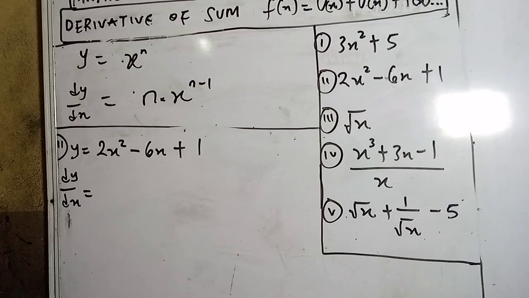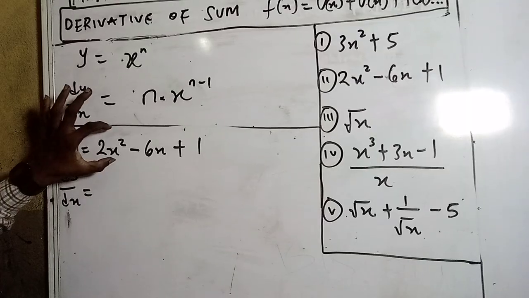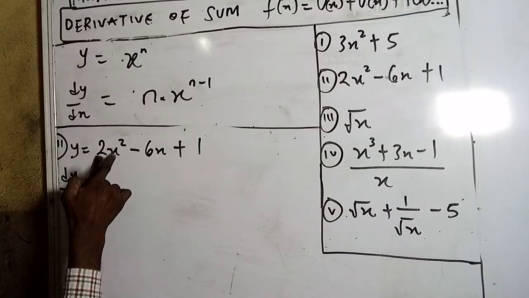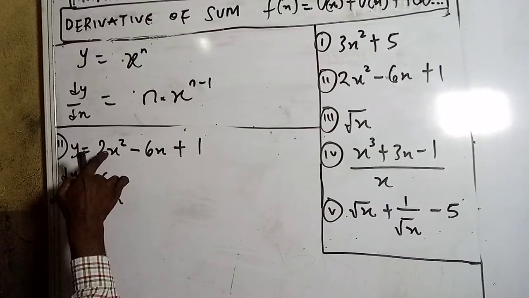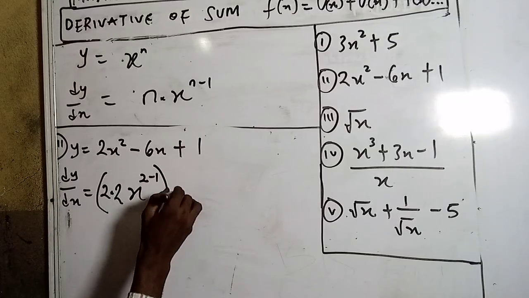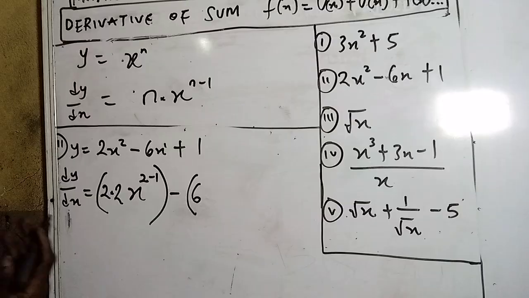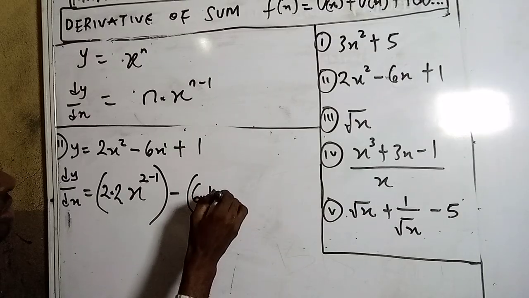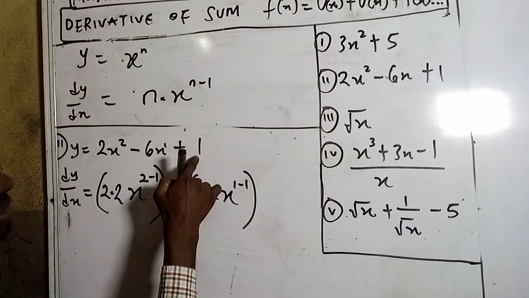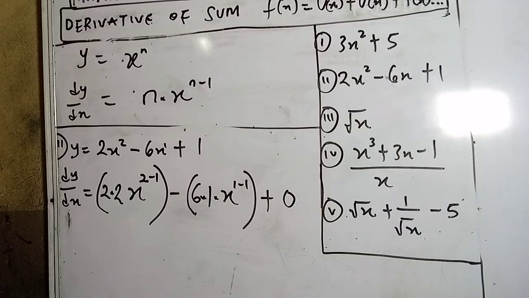For the second question, this is 2x squared minus 6x plus 1. Let us find the derivative. We are taking this one first. Multiply by the power. Remember there's 2 here, so multiply by 2. Then take x, subtract 1 from the power. The second one we have minus 6 times the power of x, which will always be 1. So 6 times 1, then it's x with a power of 1, and 1 minus 1 is 0. Then the constant plus 1, that's a constant, so that will be equal to 0.